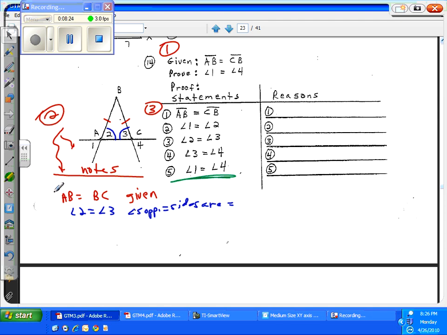And so we go to statement 1, and it says AB is equal to CD. So we look first in the given, and it's there, and so we put given.